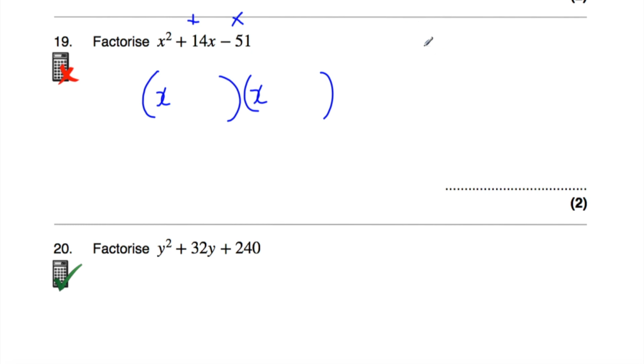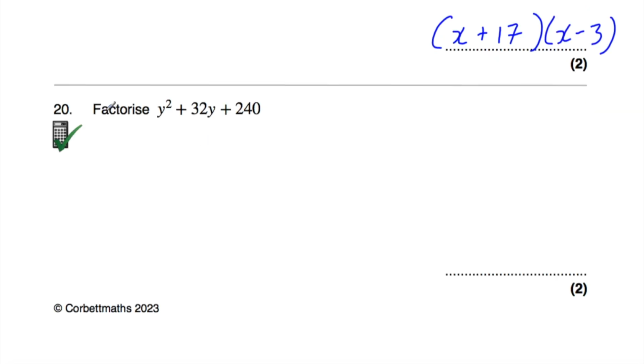And I'm going to try, let's start off with 17 and minus 3. So 17 and minus 3. Because if we do 17 multiplied by minus 3, we're going to get minus 51, because 17 plus 17 is 34, plus another 17 is 51. And if we add these two numbers together, 17 plus minus 3, or minus 3 plus 17 would be 14. So that's our option. So it's going to be x plus 17 and x minus 3. And then that's our answer, x plus 17 and x minus 3. And that's it. Okay, let's have a look at our next question, question number 20.